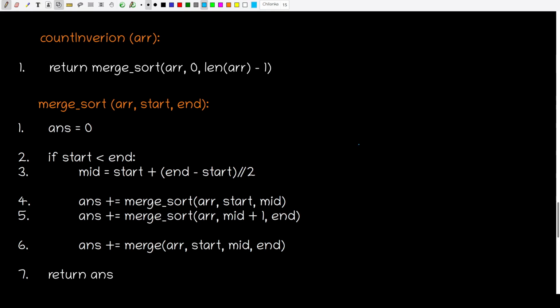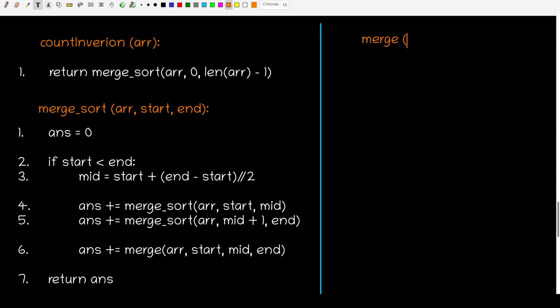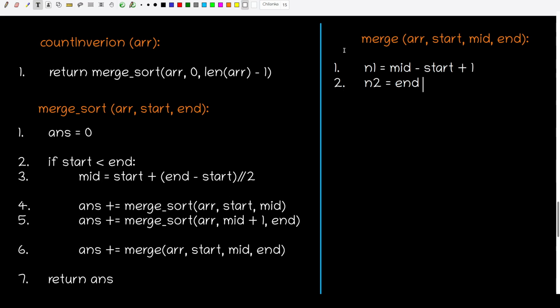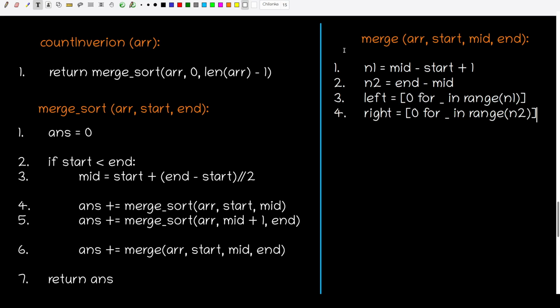Now let us look into the merge function. So for the merge function, an array is given to us, its starting index, its mid index and its ending index. So the first thing which we are going to do is compute n1, which is the size of the left array, which will be given by mid minus start plus 1. Then we are going to compute n2, which is equal to end minus mid. So this is essentially the size of the left and right array. Then we are going to create a left and right array. So this is my left array, and similarly a right array. So this is the right array.